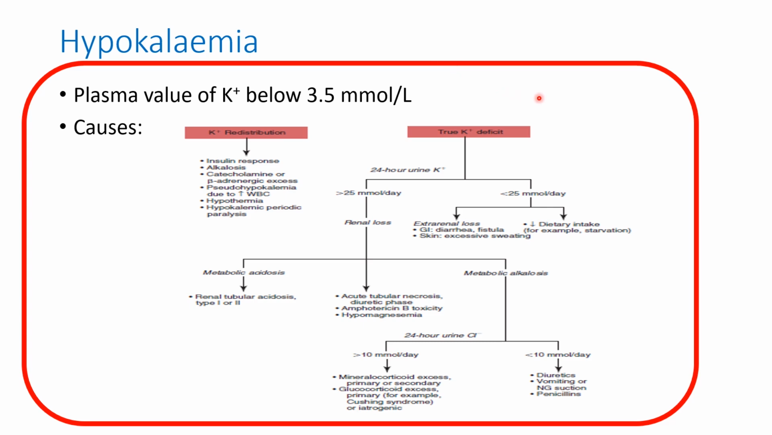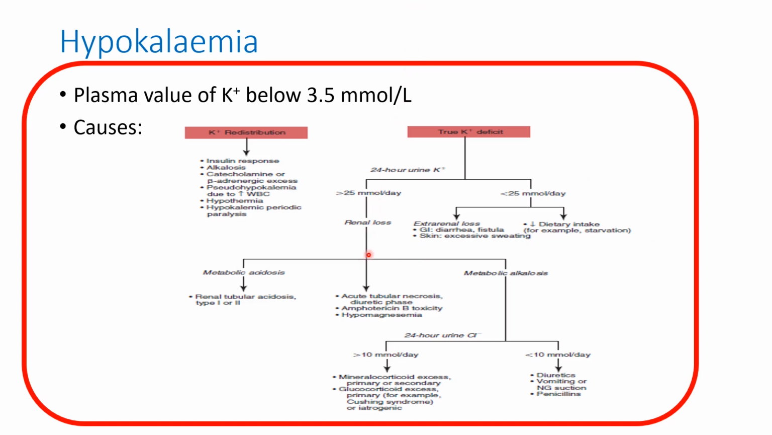Now, for the true potassium loss, you want to establish whether it's a renal loss or an extrarenal loss. And to do that, you need to measure 24-hour urinary potassium. If the 24-hour urinary potassium is more than 25 millimole per day, then it will be confirmed that the patient has a renal loss of potassium. But if the 24-hour urinary potassium is less than 25 millimole per day, it's either that the patient is not taking enough potassium through the diet, or there is either a GI or skin loss through excessive sweating.